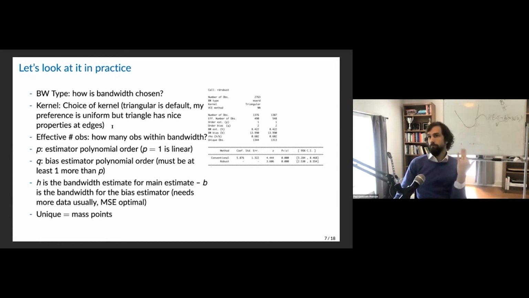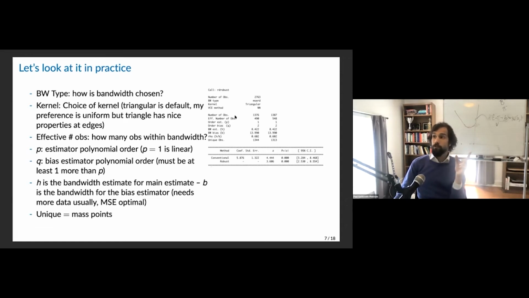The kernel: what's the kernel that you chose? Here it's triangular. Triangular in RD robust is the default. My understanding is that the triangular kernel has nice properties at the edges, since RD regression is always trying to estimate something at the edge of a function. My preference is to use uniform because it's very transparent how it works. You're running a regression on X number of observations, but triangular is the default. It seems totally reasonable to trust them.